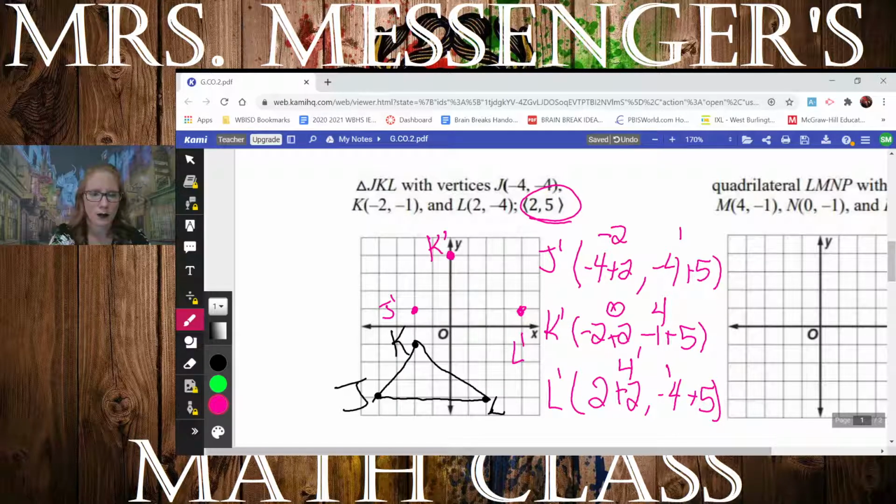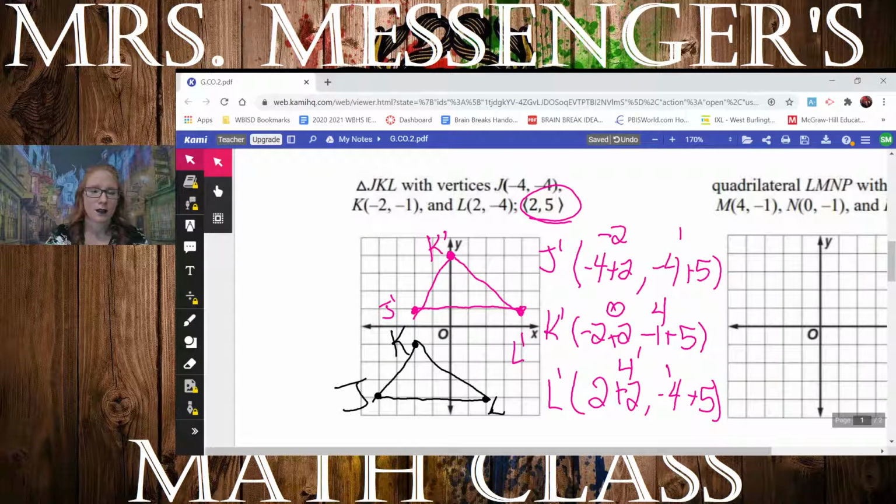I do not always draw the straightest lines on screens. They are not that easy to do. And I know my picture doesn't look very good, but if you notice, I took the black triangle and I ended up moving everything 2 to the right and then 5 up, which is how I got to the pink triangle.